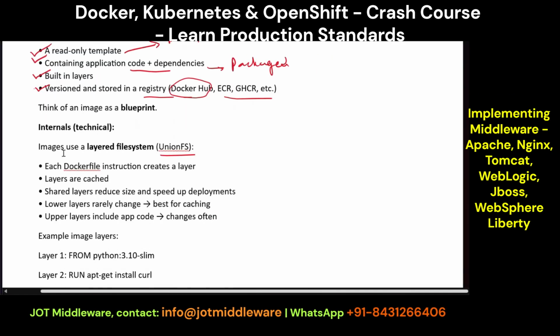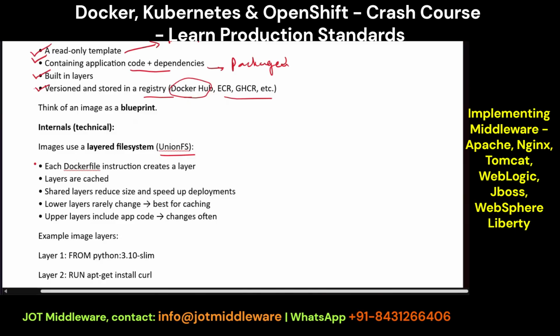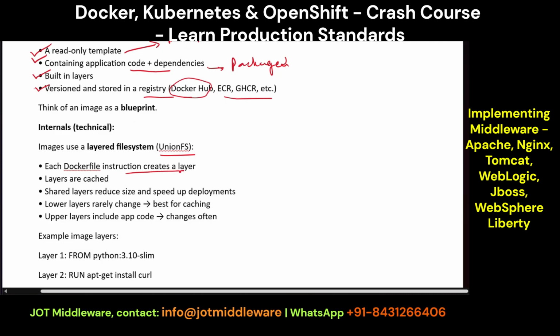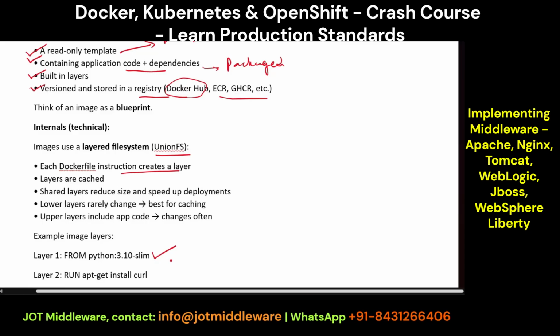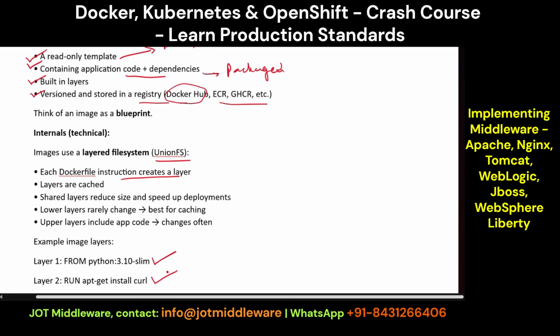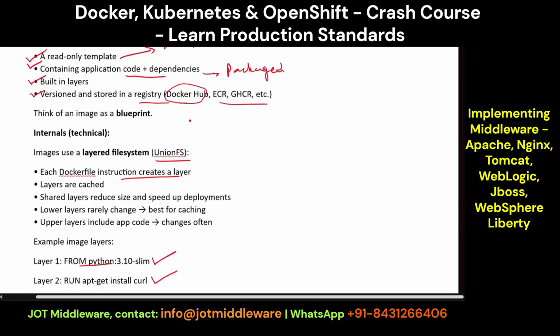What are the internals? Images use layered file system. Each Docker file instruction creates a layer. So what kind of instruction? For example, FROM python:3.10-slim. So this forms one layer. And the second command, RUN apt-get install curl. For example, this FROM is one image that you're downloading from Docker Hub.